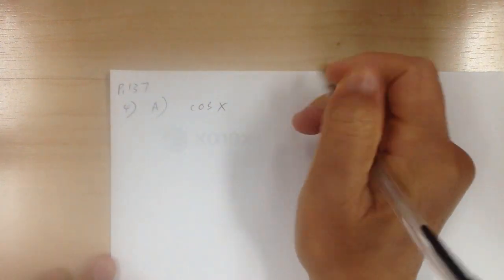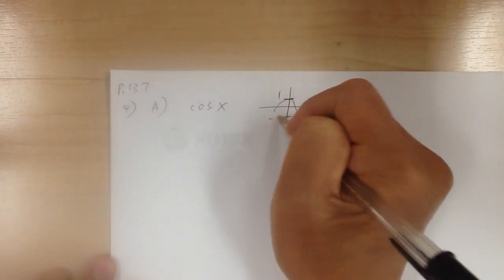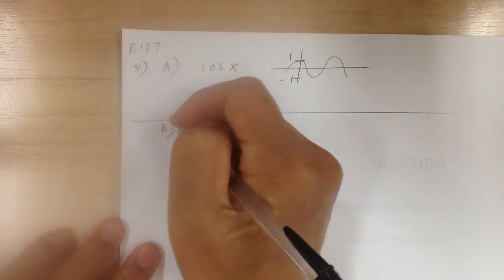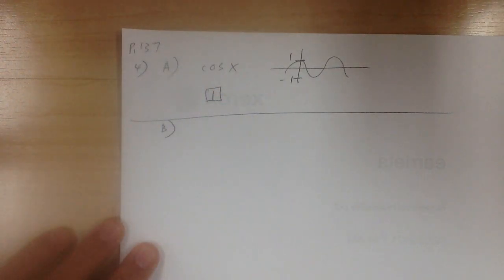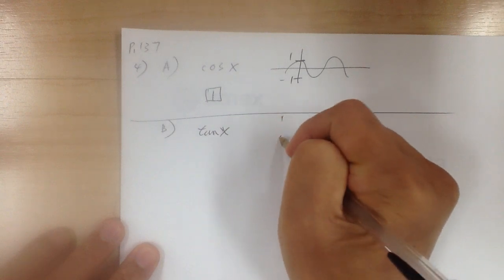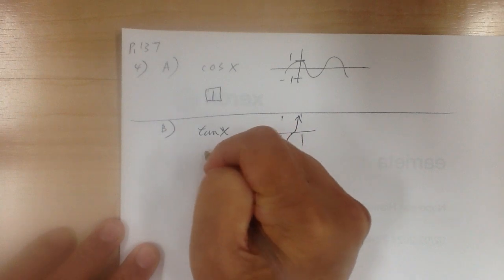Okay, number 4. A, cosine x. Here's a cosine graph, so it'd be 1, negative 1, so again the answer would be 1. It goes up and down by 1. Okay, for B, the tangent x. The graph of tangent x goes like this, right? So again, it goes on forever, so it'd be infinity.